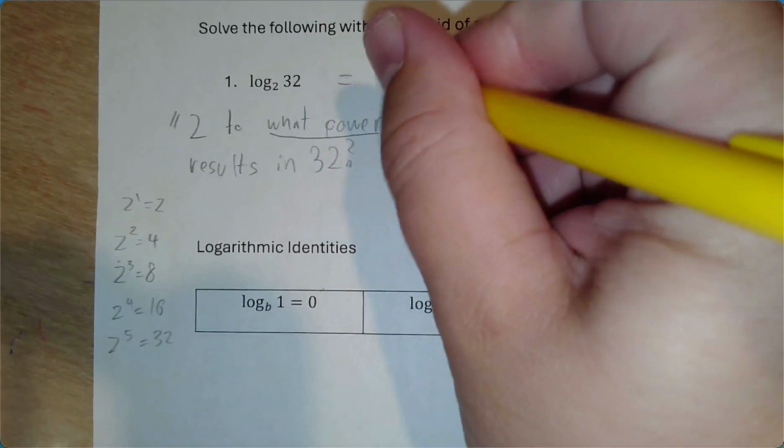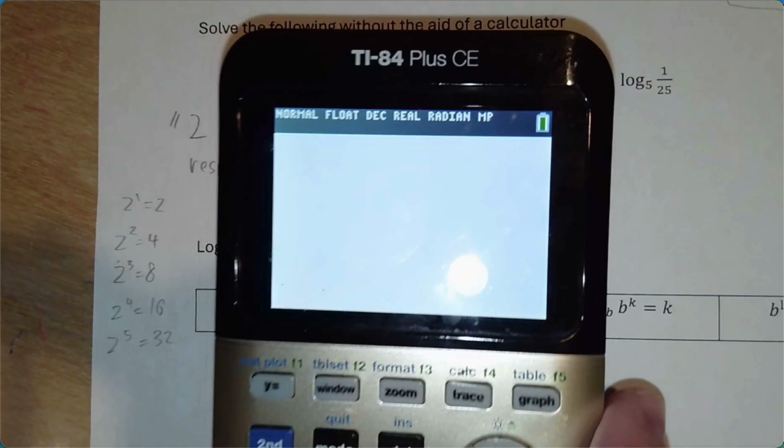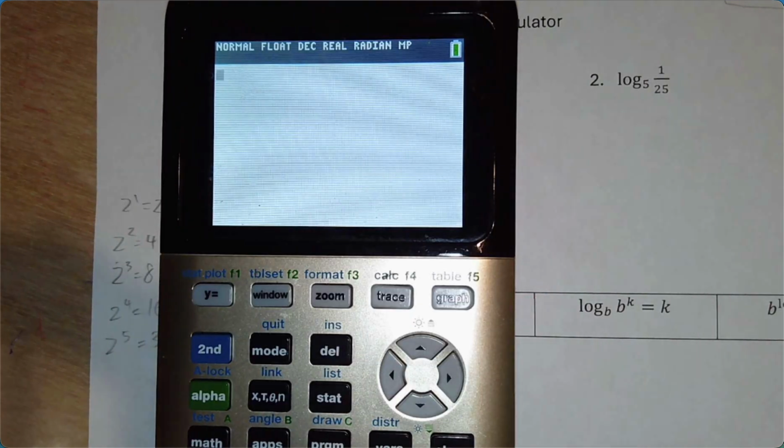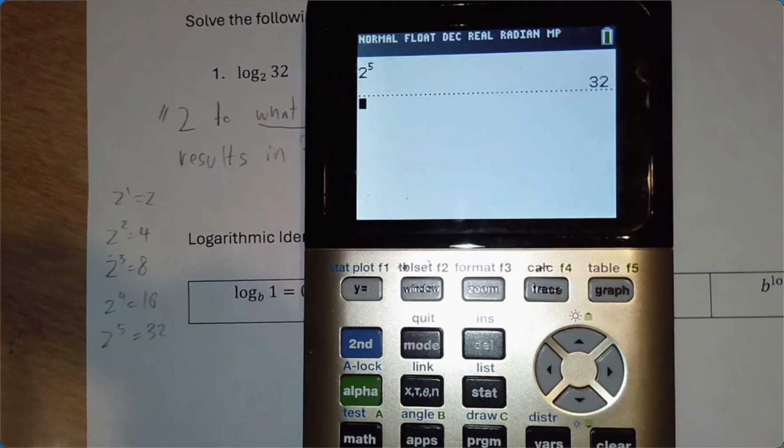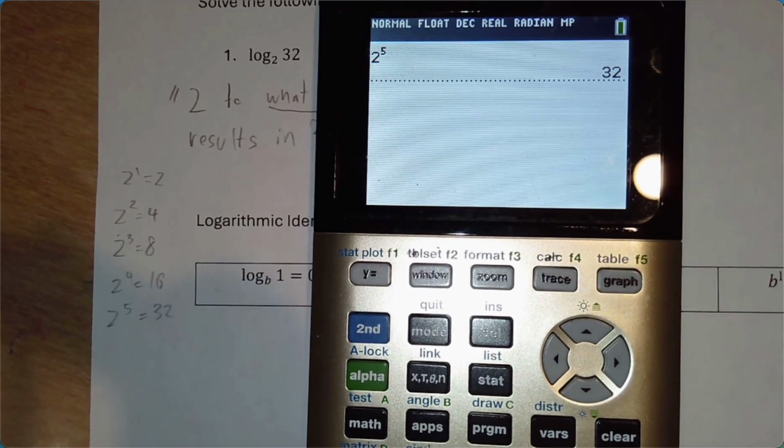It's not pretty, but the answer is 5. 2 to the 5th power gives you 32. And you can verify that again in your calculator. Is 2 to the 5th 32? Yes, it is. Now, the other way of verifying it, I'm going to say this out loud here. I'm not going to write it formally, but this is what I mean by you can't just use your calculator.